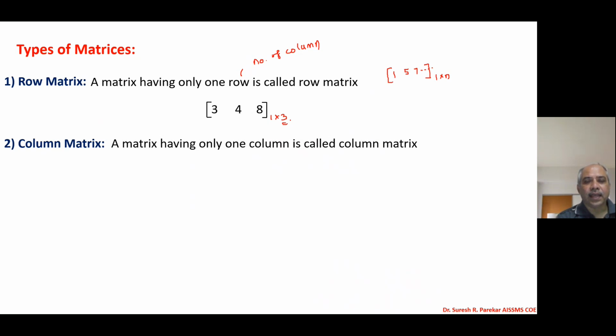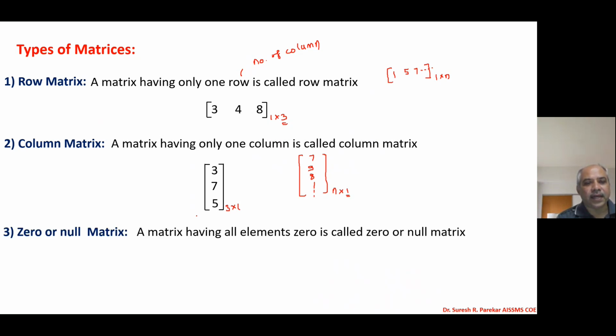Then column matrix, a matrix having only one column is called column matrix. So here we have any number of rows. If we see this, it will be 3 by 1. So you can have 7, 9, 8. Likewise, this will be n by 1. Now column is always 1. That we are going to say as column matrix.